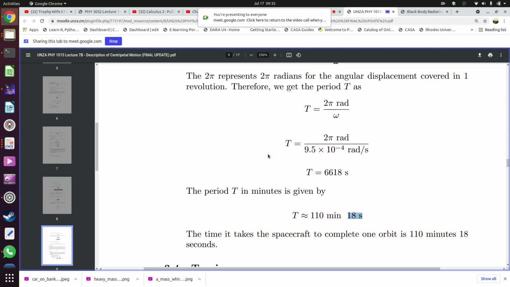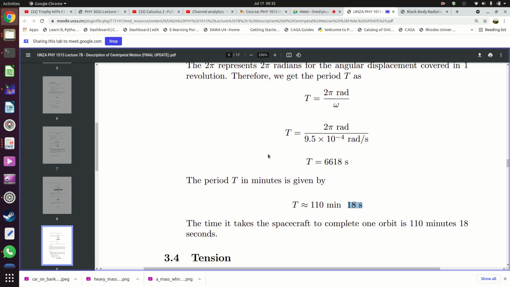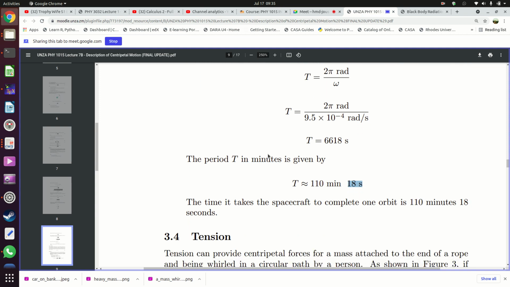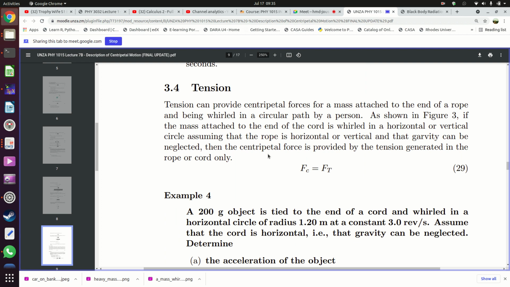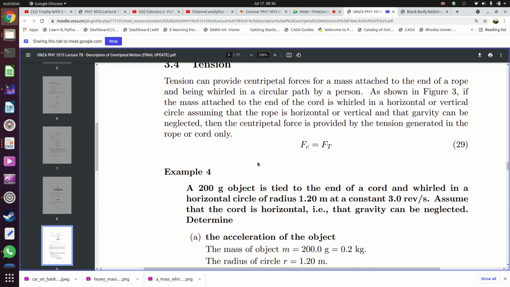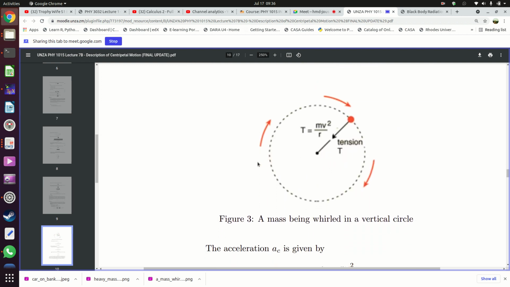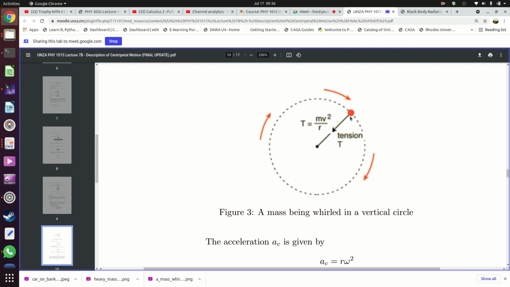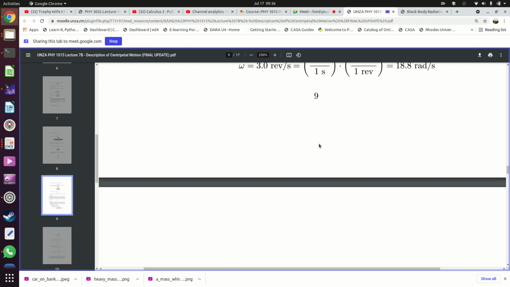So I think up to this point is where we were on Thursday. The other force which can provide centripetal force is the tension. Now, consider tension in a rope, when you have a mass attached to the end of a rope, like in this particular diagram. You attach this mass to a rope, then someone is in the center here, and you rotate this mass, whether vertically or horizontally. The tension is going to provide the centripetal force.